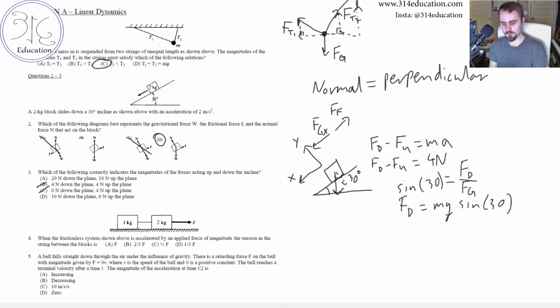Now I believe sine of 30 is 1/2, but I'm going to double check because, yep, it's 1/2. Okay, now I feel silly, but that's fine. So we have 1/2 times our mass, which is 2, times g, which we can approximate to 10. So we have 20 times 1/2 is our force down the hill, which is 10. So D ends up being our best choice here.